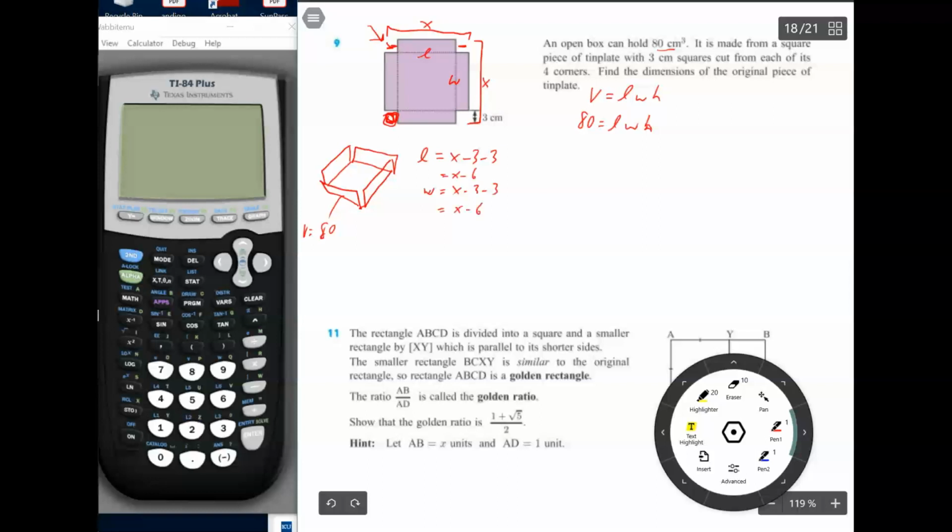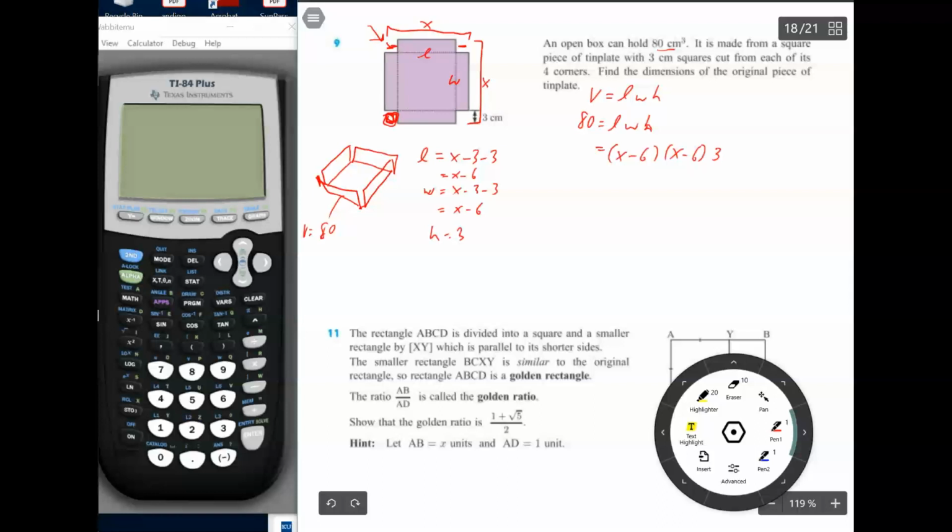What about our height? Well, once you fold it up, do you see how this dimension here is actually the 3 centimeters we cut out? So the height is 3. So I'm going to put my numbers in here. Length is x minus 6, width is x minus 6, and height is 3.